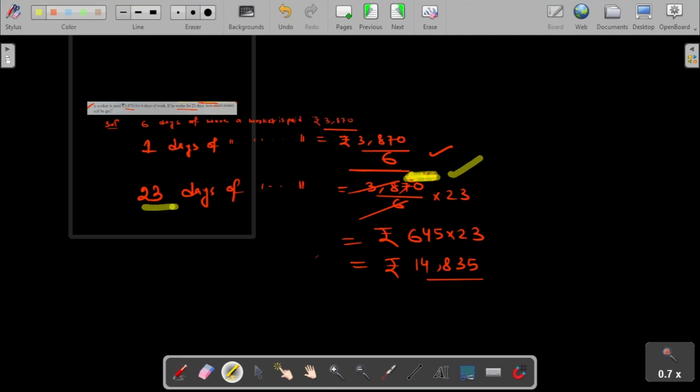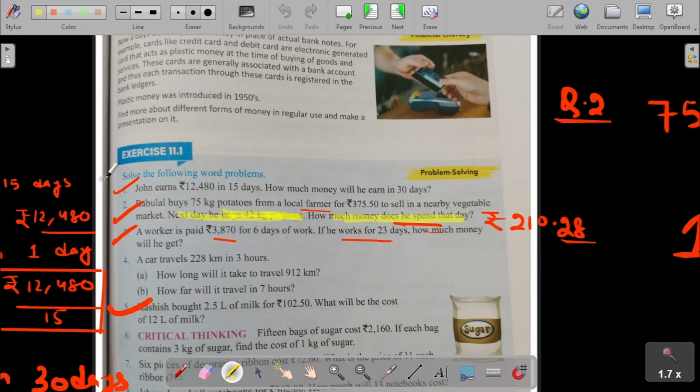So for 23 days of work he is paid 645 multiplied by 23, and this equals 14,835. Do you understand? Okay. Next, question number 4.